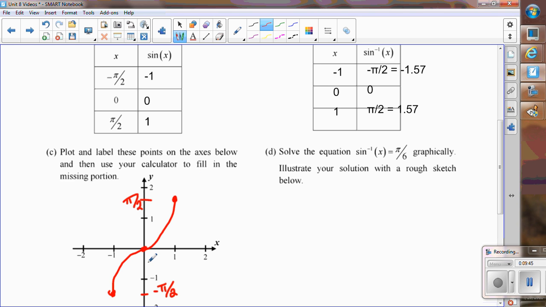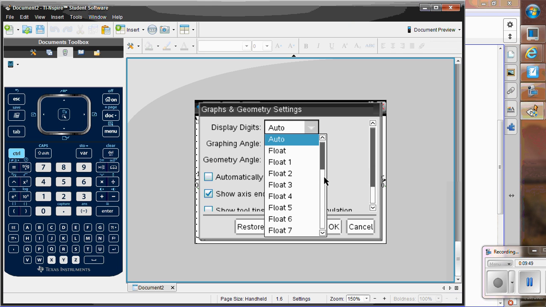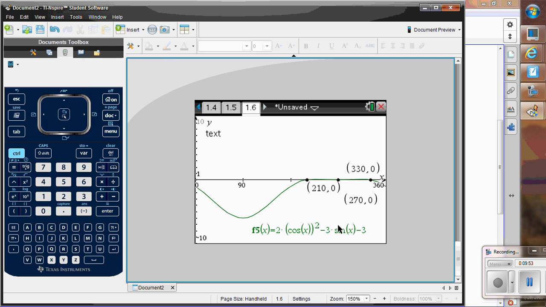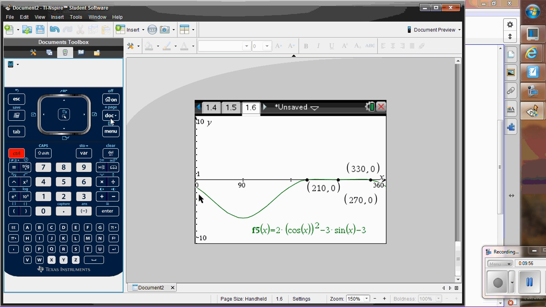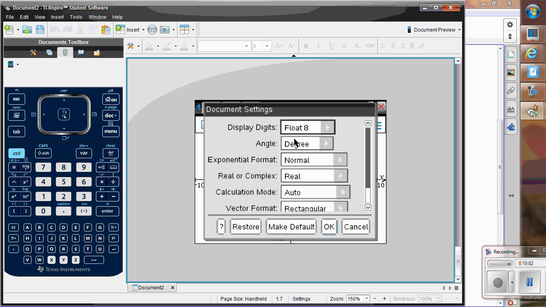If I quickly look at my calculator, it still has the graph up from the last question that we did. So let me just get to a new page. And if you were to graph, now I want to be in radian mode, so I need to change everything to radians.